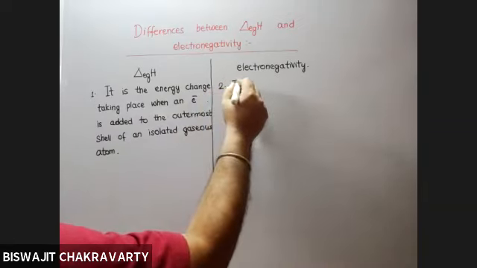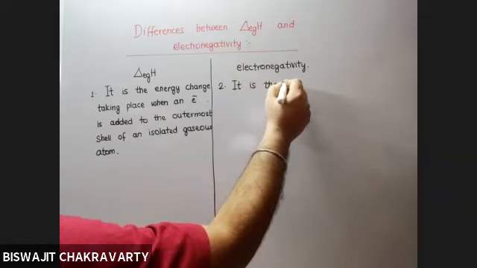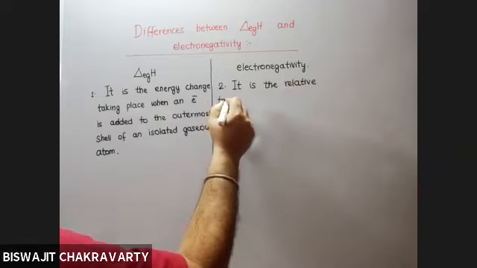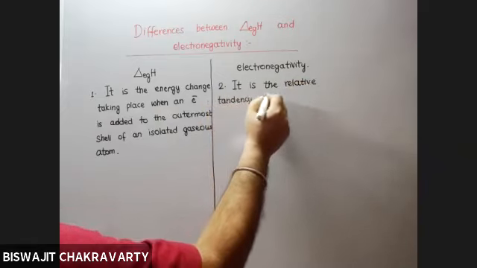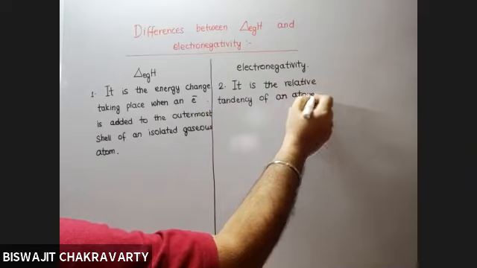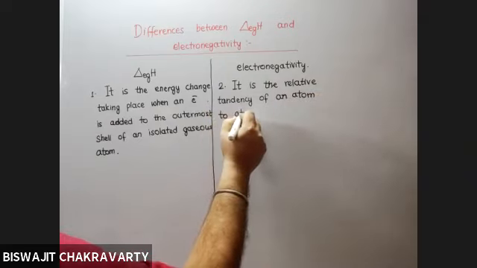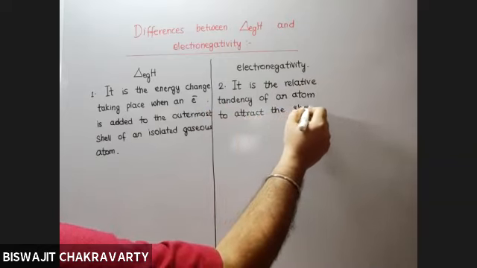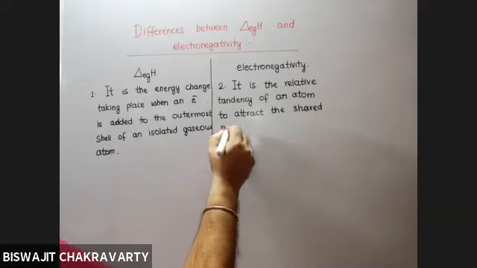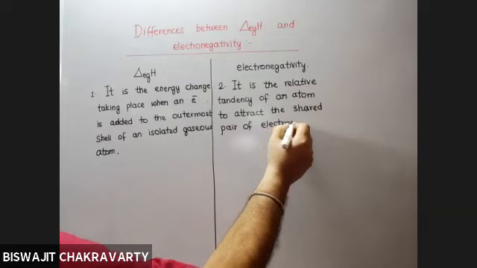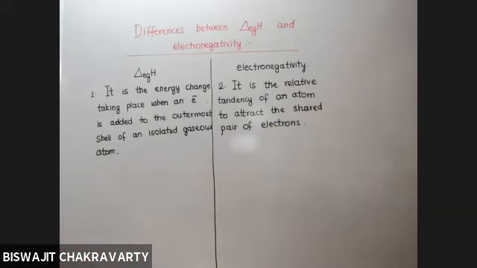Electronegativity is the relative tendency of an atom to attract the shared pair of electrons. Clear? Is the difference number one clear? Yes, sir.